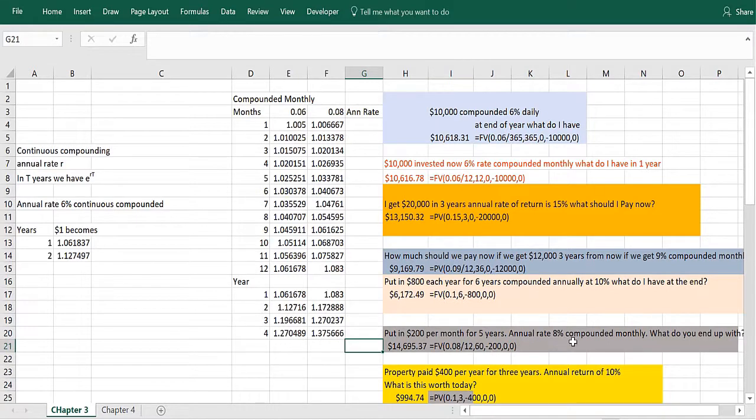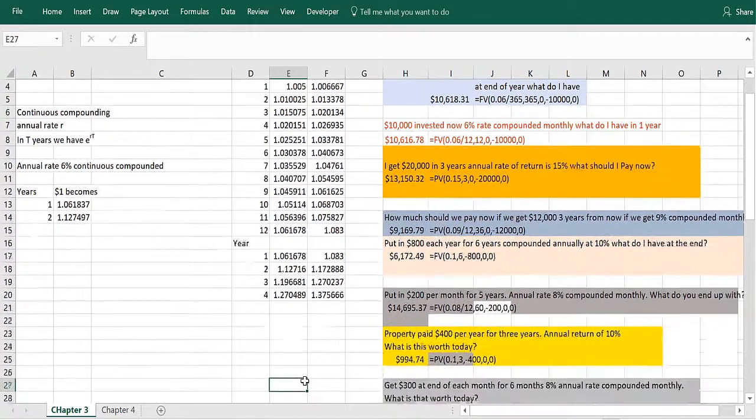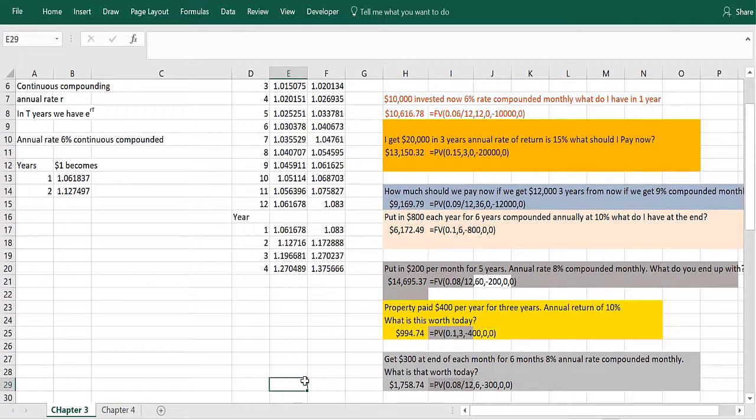Now suppose you put in $200 per month for 5 years, at an 8% annual rate, compounded monthly. What do you end up with? Well, then basically take that 8% divided by 12 because it's compounded monthly. You have 60 months. You're putting $200 each month. You put a minus 200 there. We're assuming it's end of month payments. And then there's nothing in the bank now. So you'd end up with $14,695.37.